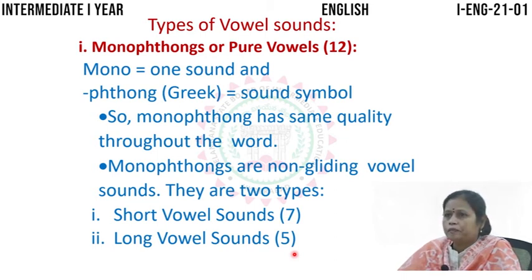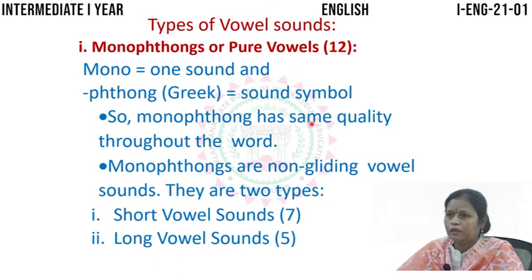వోవెల్ సౌండ్స్ 2 రకాలు చెప్పుకున్నాం మనం. మోనోఫ్థాంగ్స్, వీటిని ప్యూర్ వోవెల్స్ అంటాం, ఇవి 12 ఉంటాయి. నెక్స్ట్ డిఫ్థాంగ్స్, అవి 8 ఉంటాయి. ఈ మోనోఫ్థాంగ్ అనే వర్డ్ గ్రీక్ నుండి తీసుకోవడం అయింది. ఇందులో ప్రిఫిక్స్ మోనో అంటే 1 అని అర్థం, థాంగ్ అంటే సౌండ్ సింబల్ అని అర్థం. అంటే ఒక సౌండ్ కి ఇచ్చిన ఒక సింబల్ ని మనం మోనోఫ్థాంగ్ అంటాం.